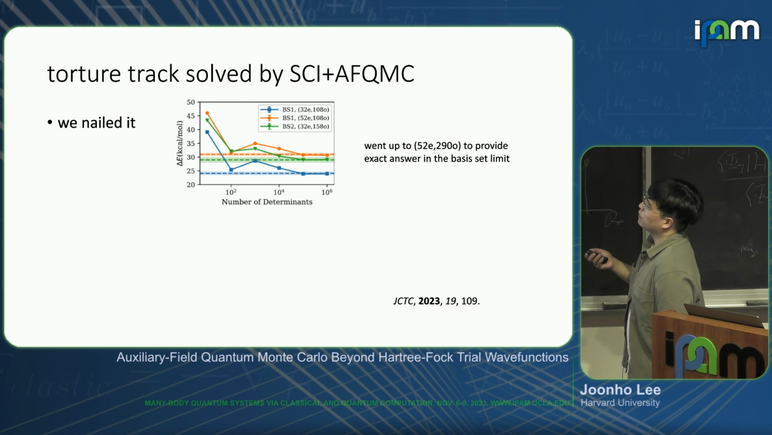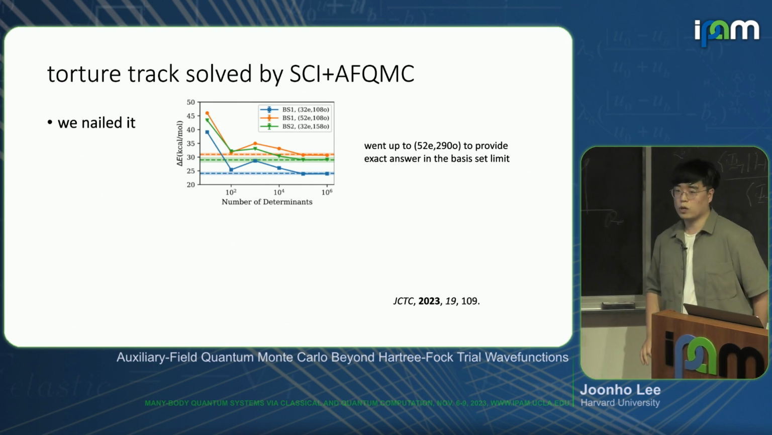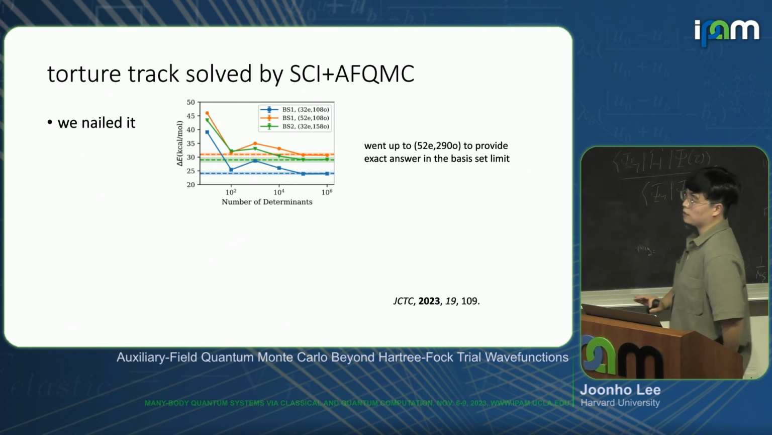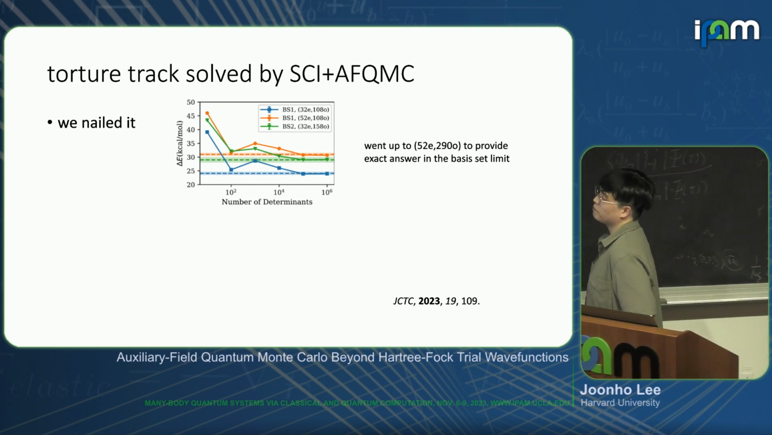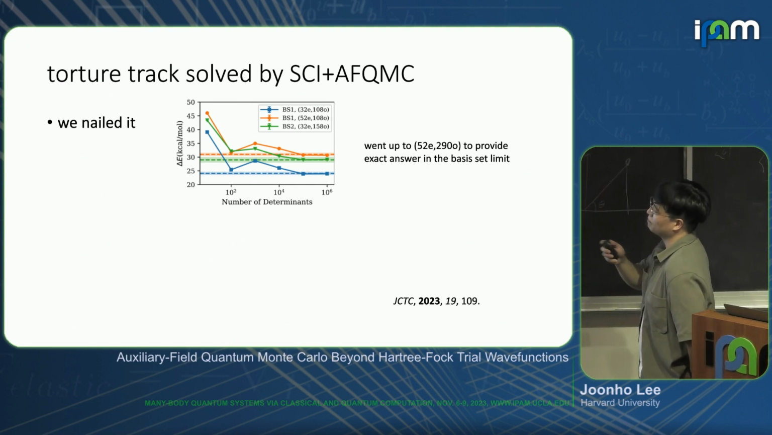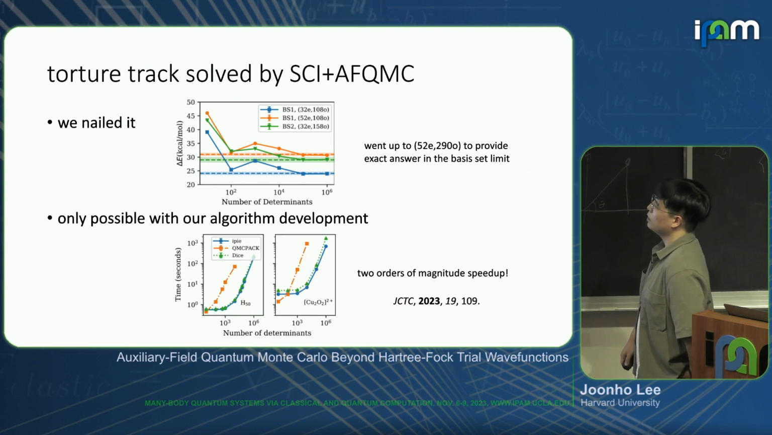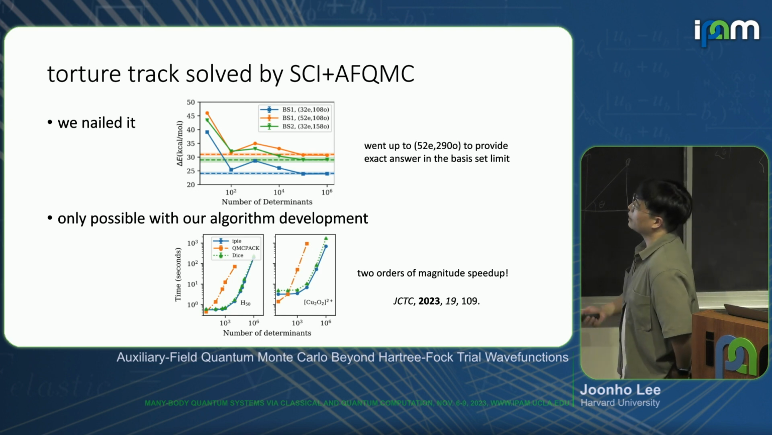And how do we know if it's exact? Well, we did some unbiased QMC calculation where we removed the phaseless approximation. We checked it for smaller basis set and smaller space. So we do feel pretty confident that this has to be actually exact, within an error of less than a kcal per mole. And this is only possible with the algorithmic development that I explained.